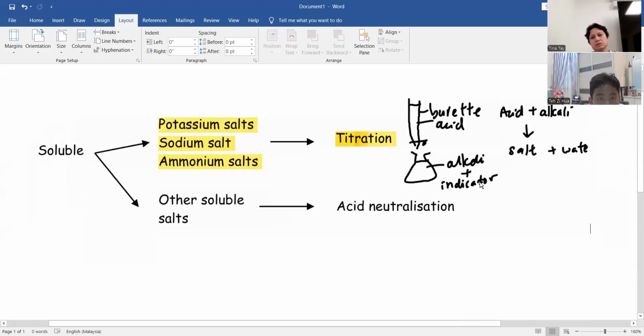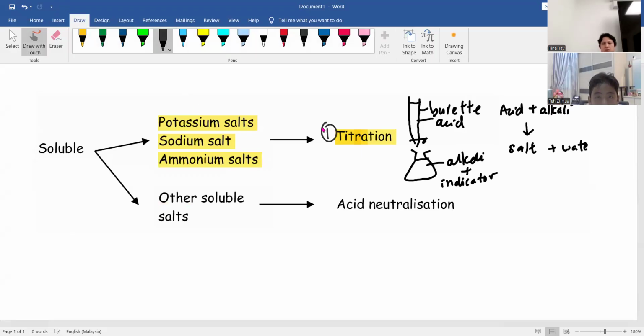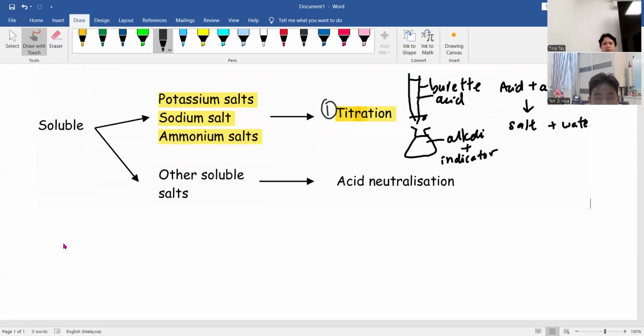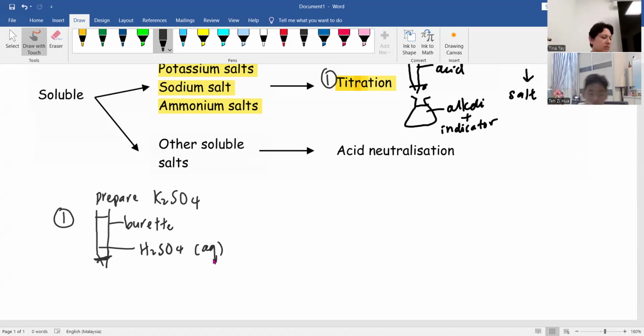So let's focus on this. Just now we talked about method one, okay? So let's say I want to prepare potassium sulfate. In my burette, I would put sulfuric acid. What is the color of sulfuric acid? Colorless. Okay.